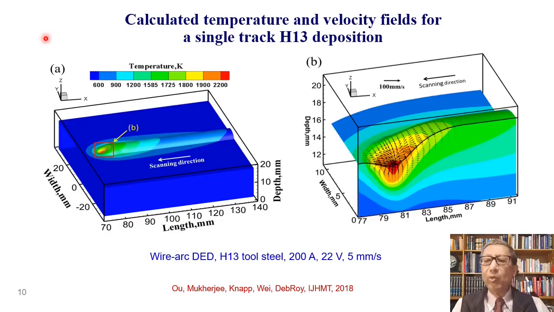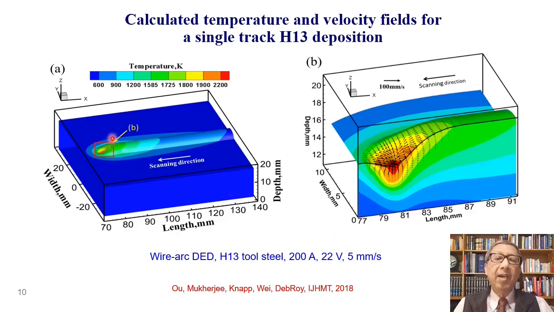Here is a simulation of wire arc additive manufacturing. The material is H13 tool steel. Current is 200 amperes, 22 volts, and the speed of the heat source is 5 millimeters per second.